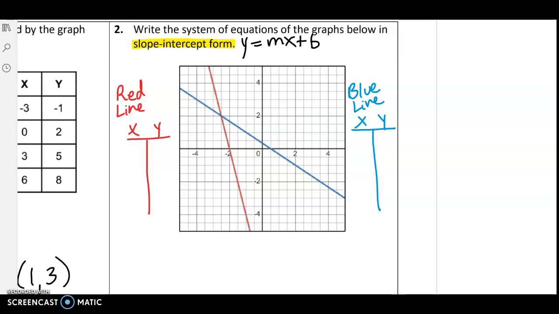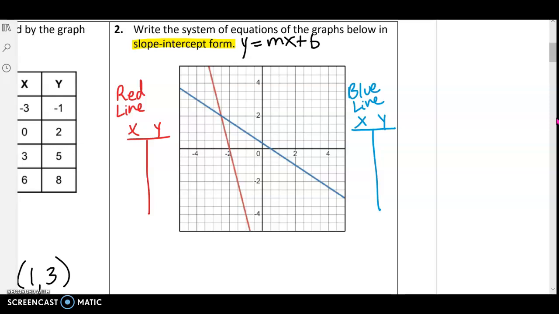Okay, guys, so now we're looking at question number 2 on the test review. We are writing a system of equations this time, and it says in slope-intercept form, which I've written here, y equals mx plus b. Sometimes the easiest thing might be to put 2 points from the graph on the table, and then put your tables into Desmos. So let's go ahead and find 2 points.